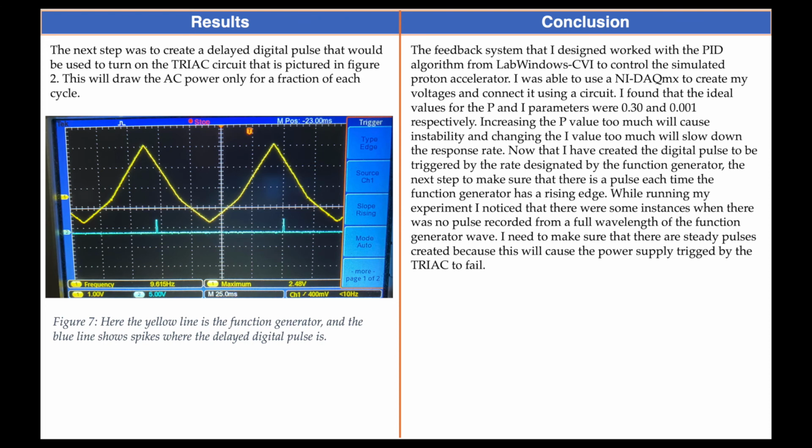I was able to create a working feedback system using LabWindows. I found that the best values for P and I were 0.30 and 0.001. I was also able to create the digital pulse which was triggered by the rate assigned from the function generator. Something else I need to work on is the timing for the digital pulse to ensure that the triac turns on when it's supposed to every time.